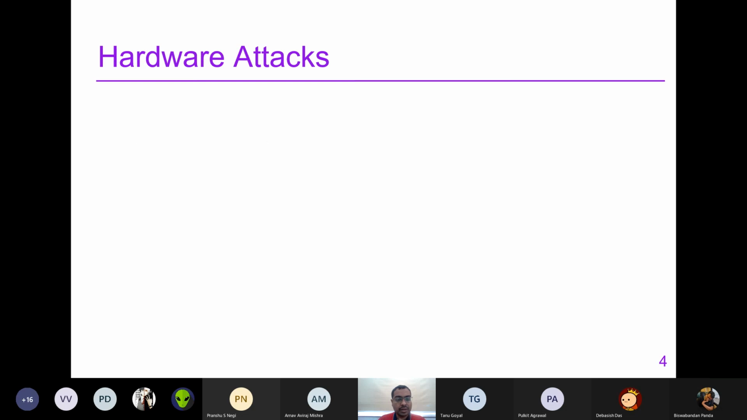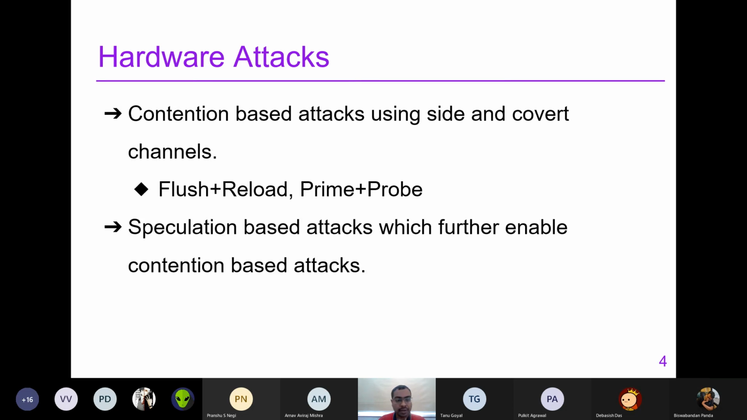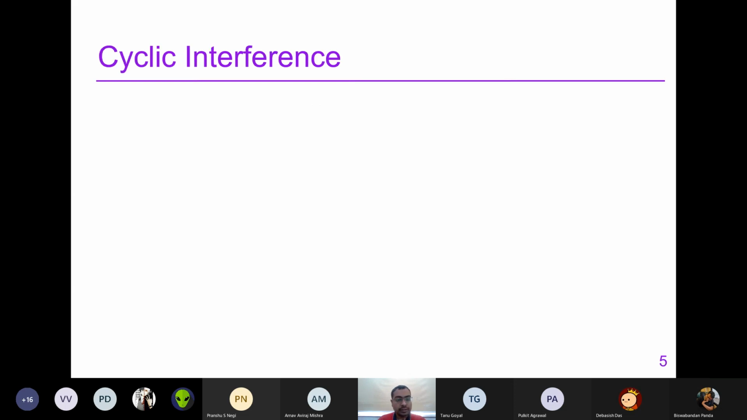So first, the hardware attacks. We have seen contention-based attacks using both side and covert channels, like flush+reload and prime+probe. And then we saw speculation-based attacks like Spectre and Meltdown. And then, what is cyclic interference?